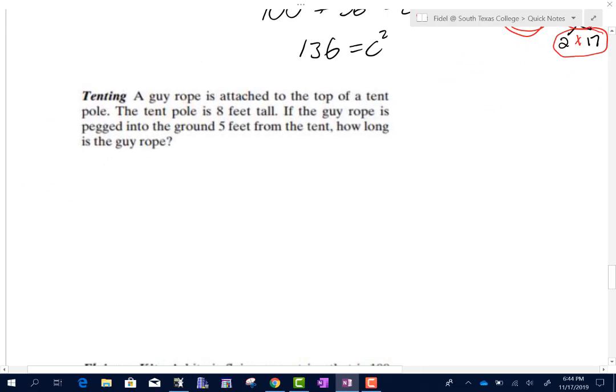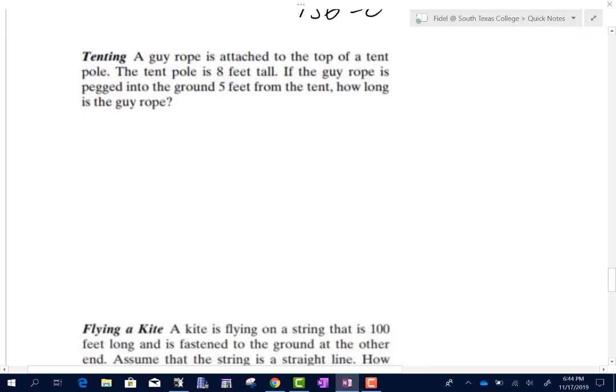Let's take a look at the next one here. It says, tenting, a guy rope is attached to the top of a tent pole. Okay, so here's my tent pole. And it tells me that tent pole is 8 feet tall. Okay. And the guy rope is pegged into the ground 5 feet from the tent. So there's a little peg right here. From here to here is 5 feet. And we have our rope tying it down.